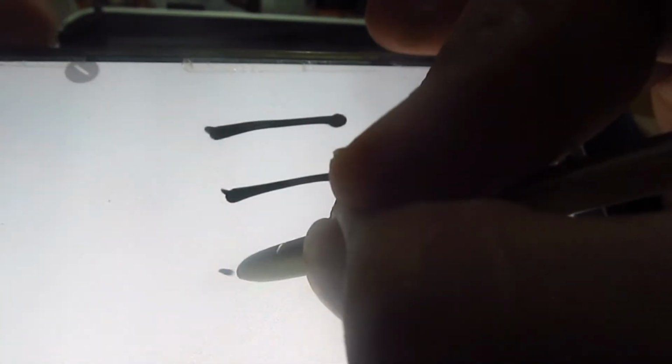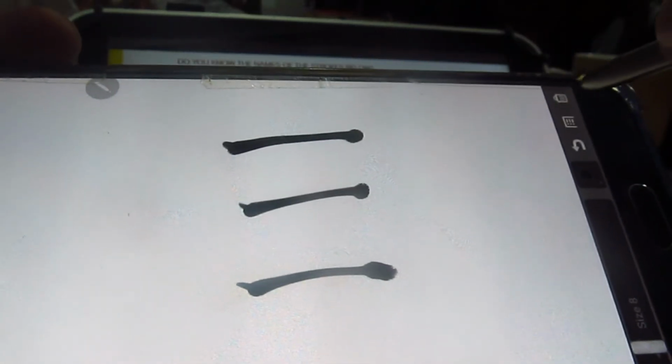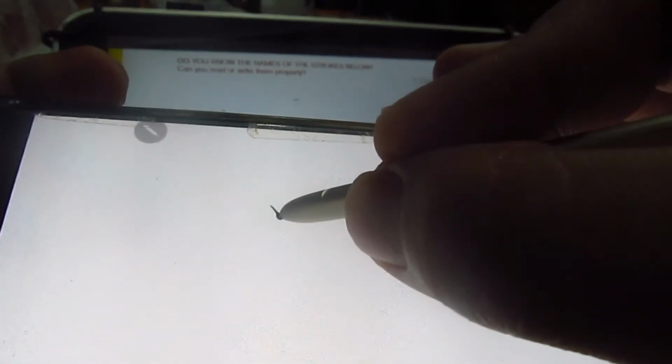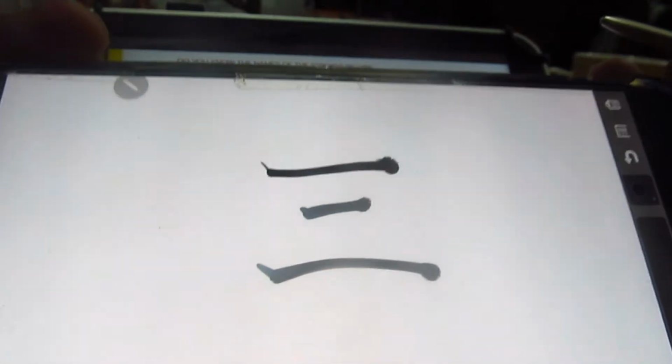Let's repeat it 3 times. 1, 2, 3. It's like I'm writing the character san, or the number 3, if you remember the number. So remember the number 3 in Chinese, san. It's hung 3 times. This is how you write san, or the number 3. Okay, then let's practice.